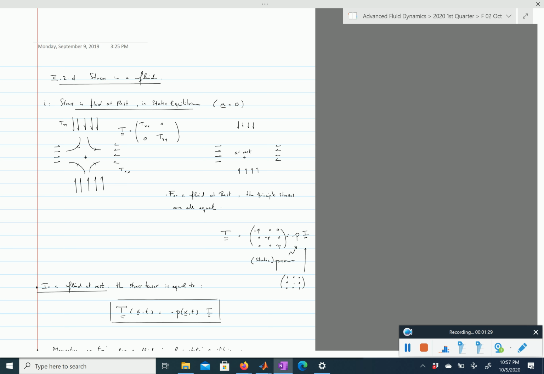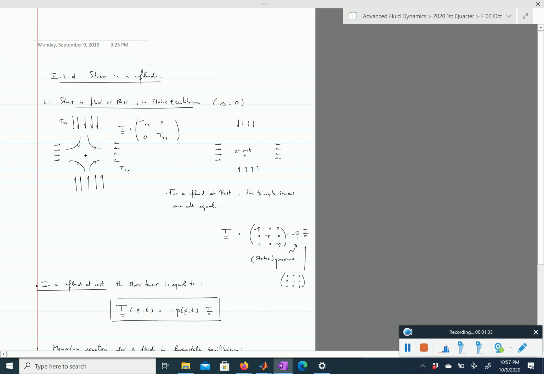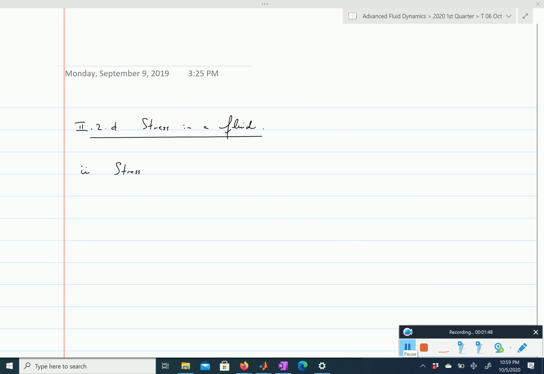And now we're going to discuss stress in the fluid that moves, and what we'll see is that when we discuss fluid in motion, so u is no longer equal to 0, the flow is no longer in static equilibrium, so this no longer holds, we have to add another term to the stress tensor. So we discuss stress in a moving fluid.